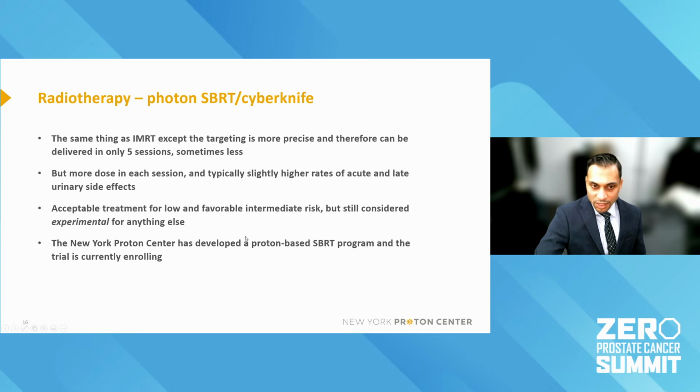Right now, this has been acceptable for low and favorable intermediate risk disease. Anything else, such as unfavorable intermediate risk or high risk, it's still considered experimental. There are many clinical trials, including one that we have ourselves, testing this for different risk groups. But right now, it's acceptable for low and favorable intermediate risk. One thing I will note, although you have that precise targeting with Cyberknife and SBRT, you still have that intermediate and low dose spillage. So the amount of radiation that's still going around the bladder and the rectum and the bowel and all that, it's still going to be there. However, you can condense the treatments in 5 fractions.